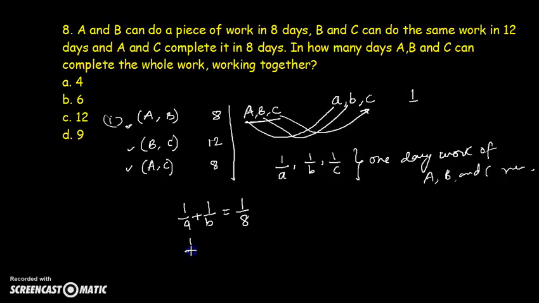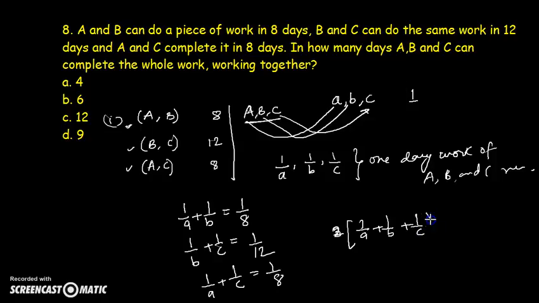Similarly for the second condition, 1 upon B plus 1 upon C, and for the third condition, the fastest way to calculate is to observe 1 upon A here, 1 upon A here, 1 upon B, 1 upon B, 1 upon C, 1 upon C. So we add all of them, we'll get 2 times 1 upon A plus 1 upon B plus 1 upon C, and this will be equal to 1 upon 8 plus 1 upon 8 plus 1 upon 12.